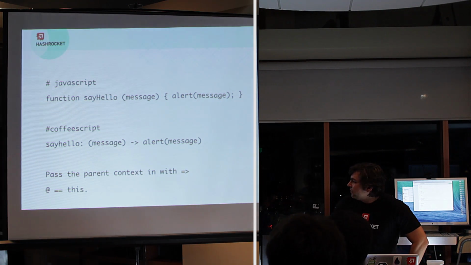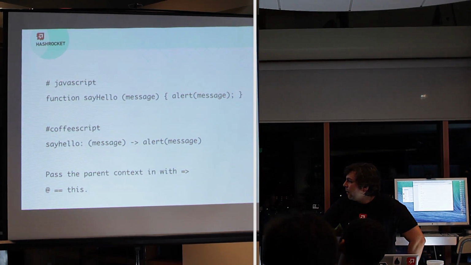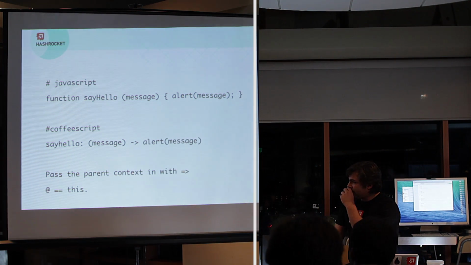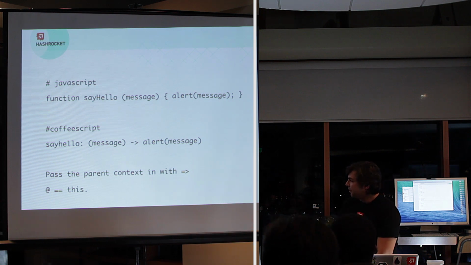Another feature of CoffeeScript is instead of doing this dot, you can just use the @ symbol, which is really useful in Ember because you do that all the time. And then also, you have the little arrow there. Sometimes you need to pass in the parent context, and to do that, you just use that arrow. That's helpful a lot too.